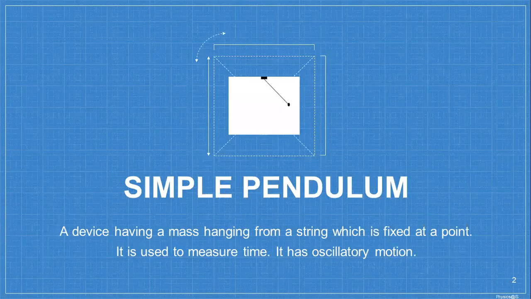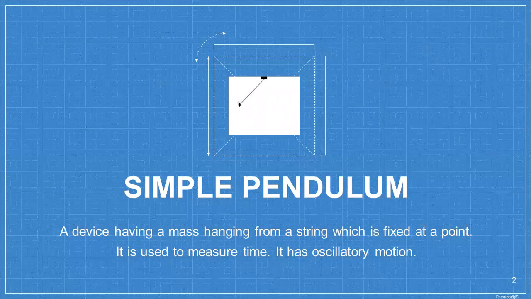So today's topic is simple pendulum. What is a simple pendulum? It's a very simple setup where a bob is tied with a thread, or also known as string, and suspended from a fixed point. You can see here in the diagram as well. And the motion which this simple pendulum undergoes is called an oscillatory motion. Why? Because it oscillates from one end to the other.